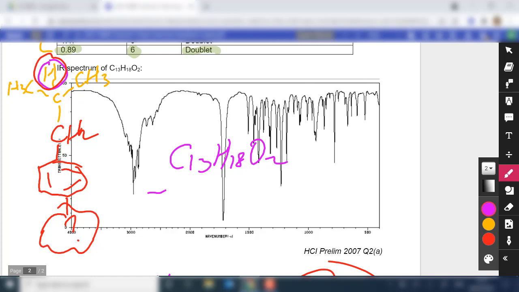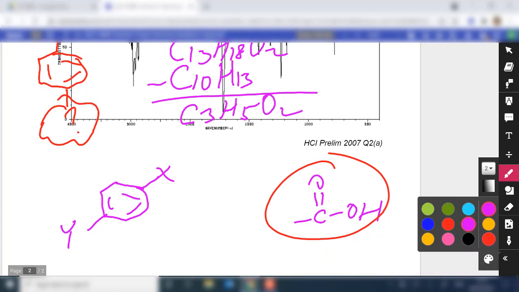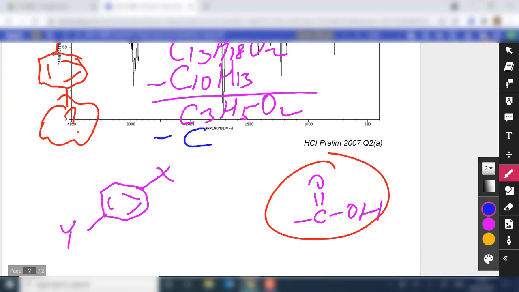So this portion has 1, 2, 3, 4, plus 6, that's 10 carbon. How many H do I have? 7, 8, 9, 10, 11, 12, 13. 13 H. And then any oxygen? No. So when I subtract them off, I'm left with, sorry, I'm just going to write this out properly, C3H5O2. You notice that? Then I'm going to move on further. I'm going to subtract a COOH, CHO2. So I'm left with C2H4.